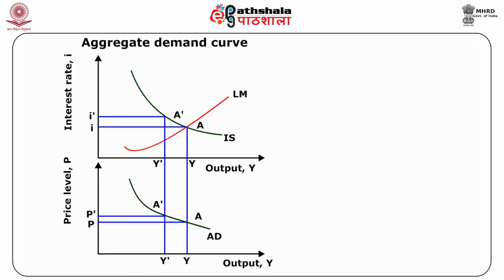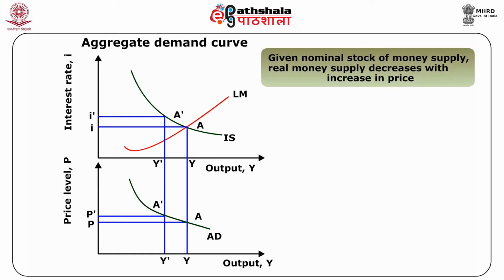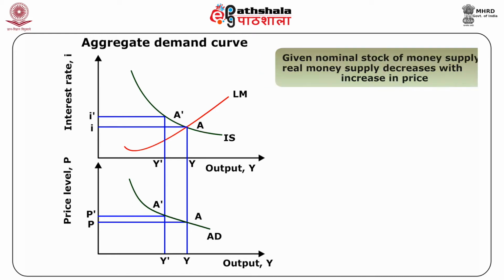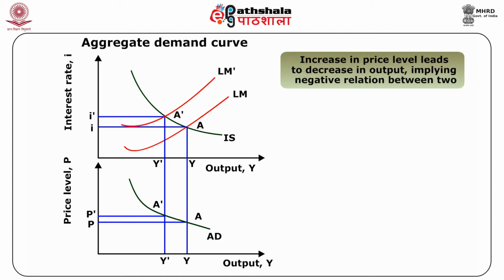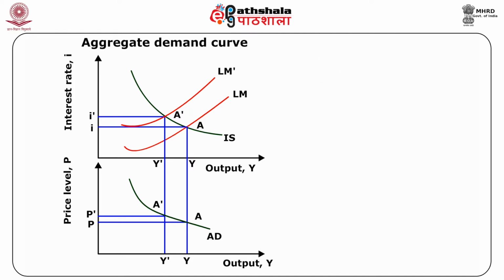Now suppose the price increases from P to P'. Given the nominal stock of money supply, the real money supply decreases with the increase in price. The LM curve shifts up, as at a given level of output, due to the decrease in real money supply, the interest rate increases. The economy moves along the IS curve and the new equilibrium is established at A'. The interest rate increases from i to i', and output decreases from Y to Y'. So an increase in the price level leads to a decrease in output, implying a negative relation between the two, as represented by the AD curve.